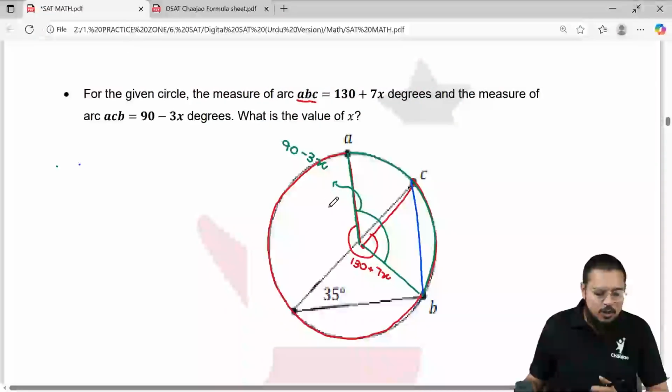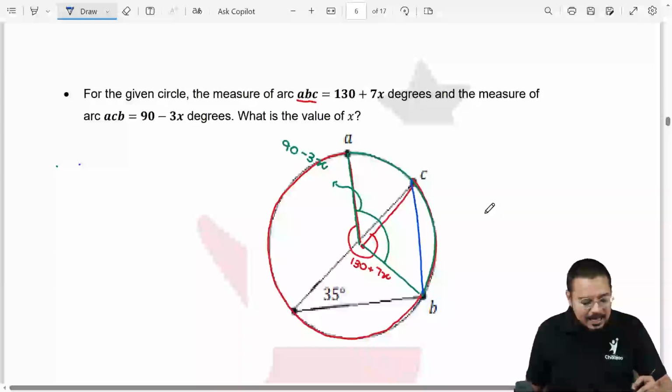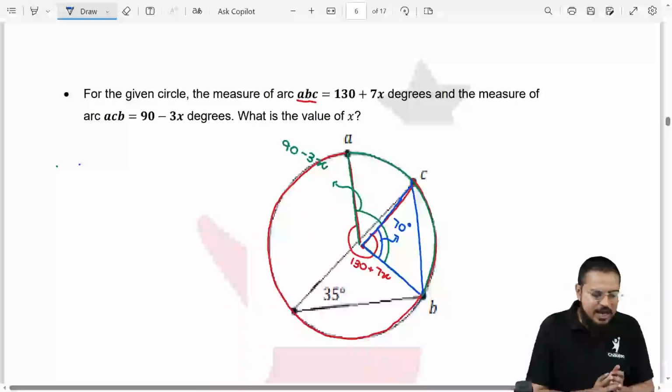Now, if you have a close look over here, this blue chord is creating one angle at the circumference, that's 35 degrees. And at the same time, this blue chord is again creating one angle at the center. For example, this angle over here, this should be double of the number 35. This should be equal to 70 degrees. Double of 35, that should be 70 degrees. Angle at the center is always twice of the angle at the circumference, subtended from a common chord.